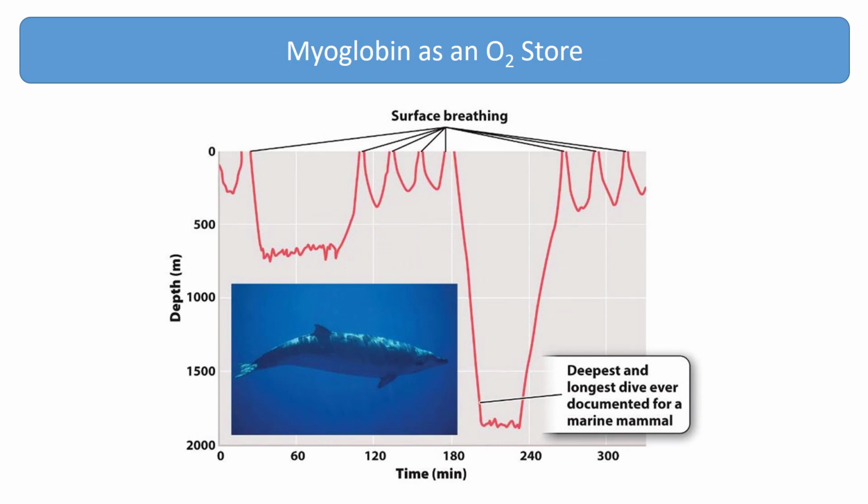This graph plots the dives of a beaked whale fitted with a tracking device. Diving marine mammals have large amounts of myoglobin in their muscles. The myoglobin loads up with oxygen when the animals breathe at the water's surface. During a dive, the oxygen from the myoglobin is used to supply ATP. As a consequence, marine mammals can stay underwater for 30 minutes or longer.